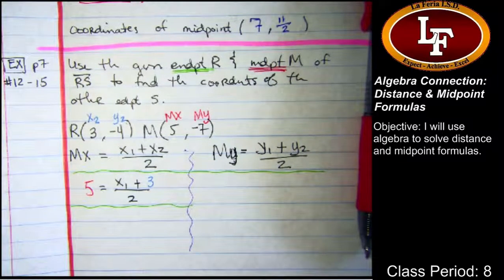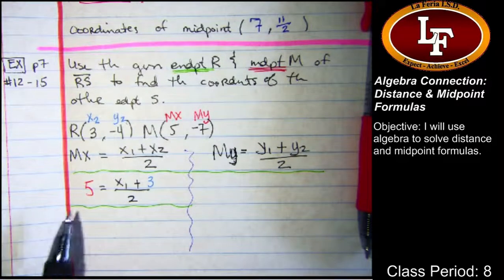So the question I have for you is, how do I get rid of that fraction in that equation? We did this a couple weeks ago when we were doing linear equations. How do I get rid of that fraction in the equation? Put a 1 under the 5. Okay, how does that help?